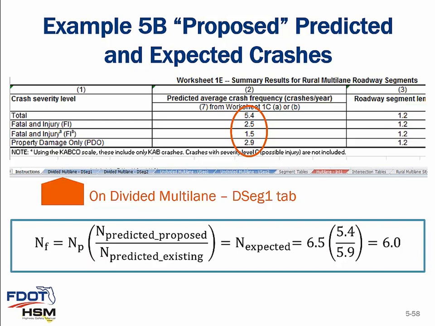We now need to calculate the expected using the equation shown below and the ratio method we have previously discussed. For this, we would bring forward the existing conditions predicted and expected, and enter those into the equation, and also use the 5.4 for the proposed condition. And you can see that has been done here for you, resulting in an overall expected for the proposed condition of 6.0.